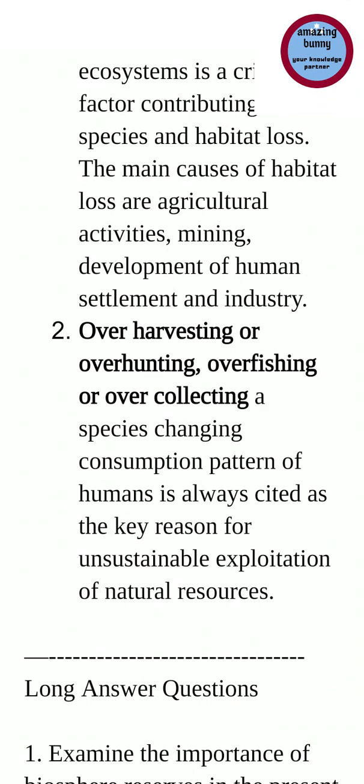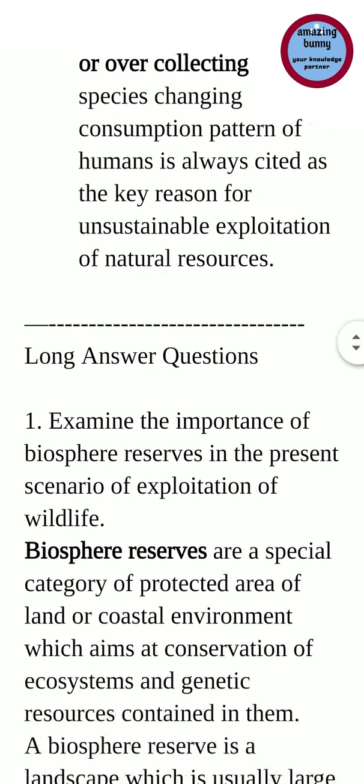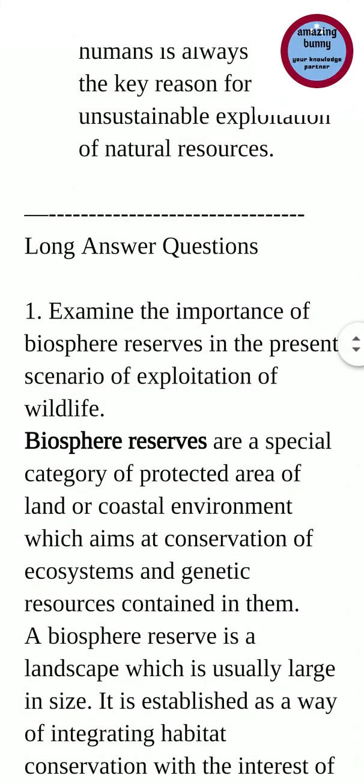Second is over-harvesting, over-hunting, overfishing or over-collecting of a species. The changing consumption pattern of humans is always cited as a key reason for unsustainable exploitation of natural resources.